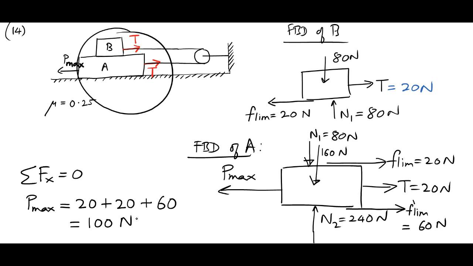So this is the maximum force which you can apply on A, the maximum value of P for static equilibrium, which means that the minimum value of the force P to actually start the motion is a bit more than 100 newtons, but the convention is to write it as 100 newtons itself. So that's the answer of question number 14.